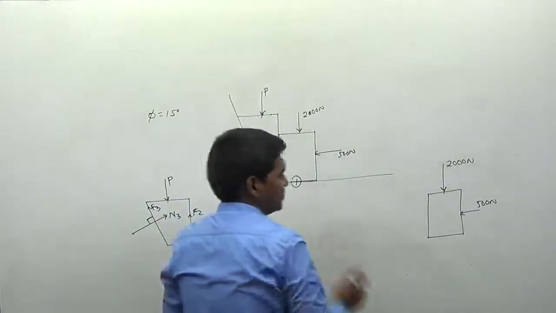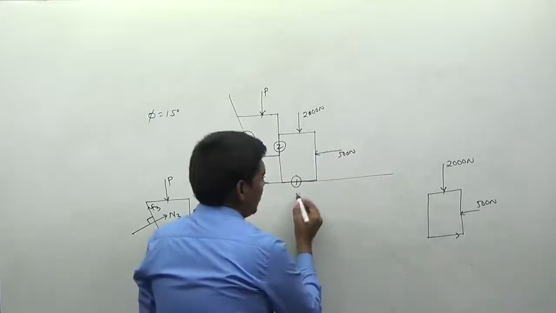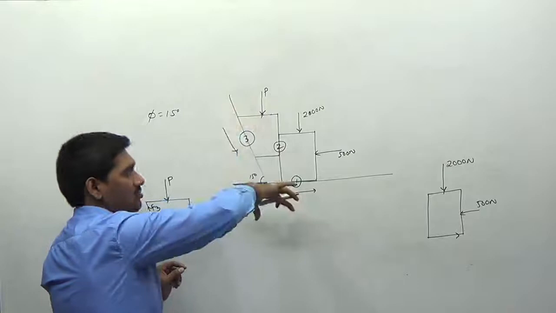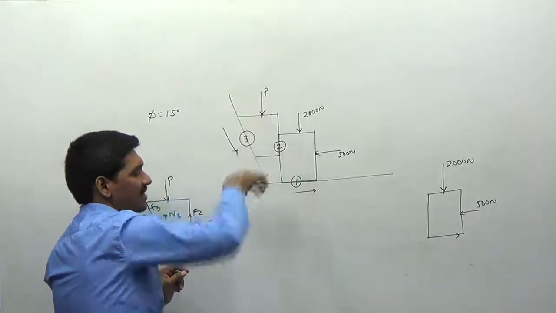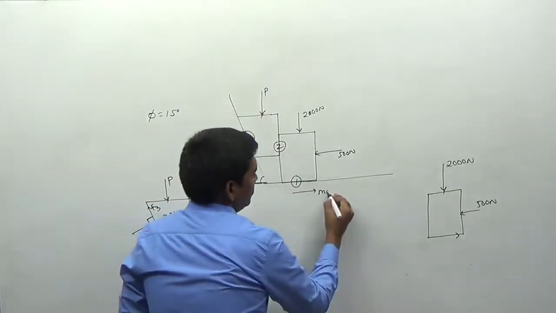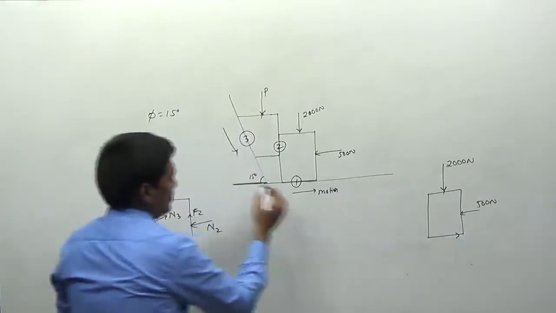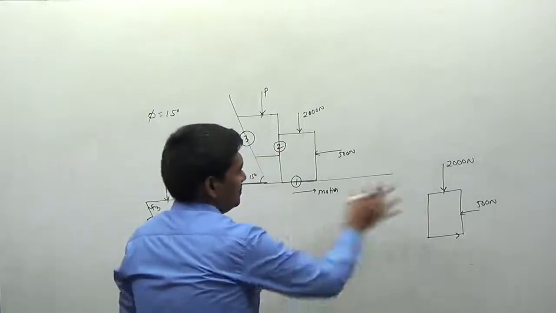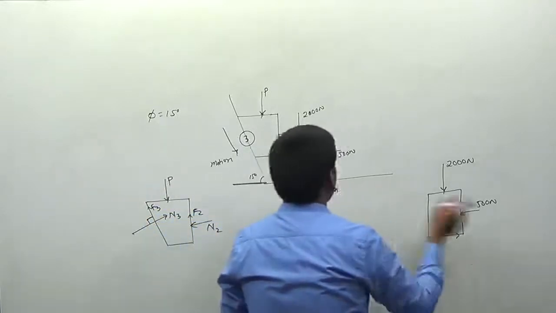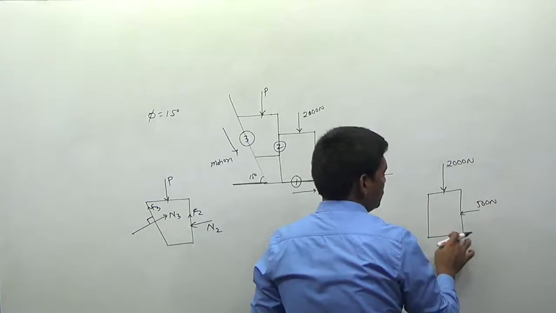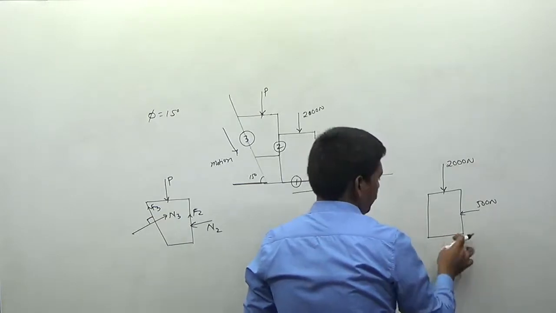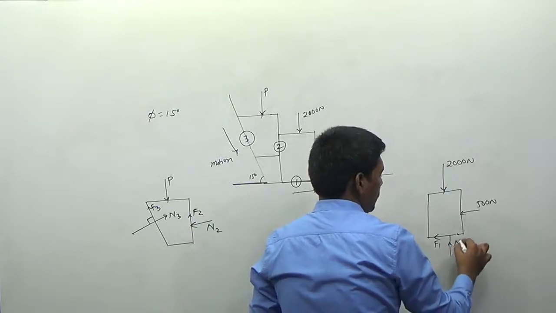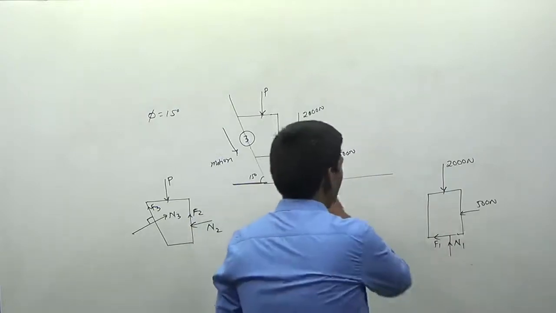So what is the direction of friction here? This is the direction of motion in this way, and this is the direction of motion in this way here. It slides down because it is in contact with the inclined plane here. This is the direction of motion here, and this is the direction of motion here. Therefore, the frictional force will always act in the opposite direction. F1 it is, and this becomes a normal reaction, nothing but N1.